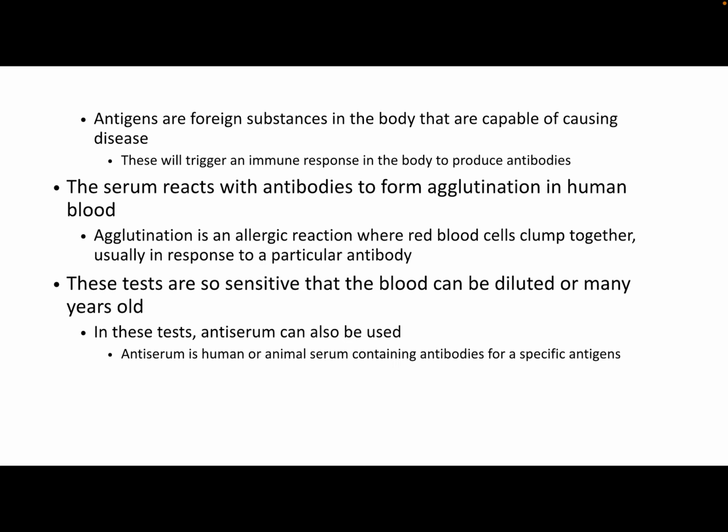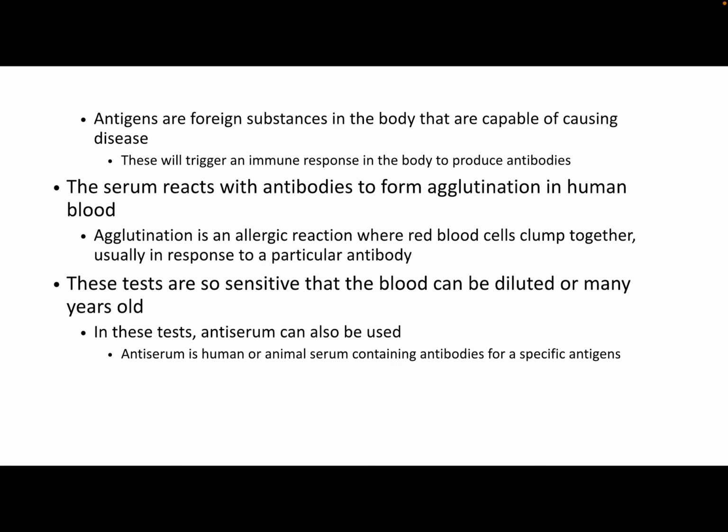The Preston tests are so sensitive that even blood that's been diluted or dried or years old can still test positive. So even if we have a dried blood stain, or there's blood and someone poured bleach on it, or it's in water or something like that, we can still test positive to see if it is blood or if it is not. In these tests, anti-serums can also be used.